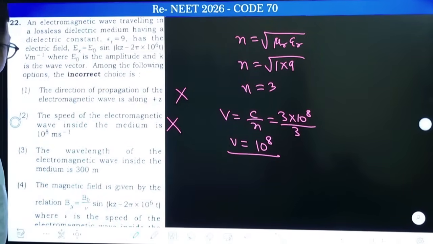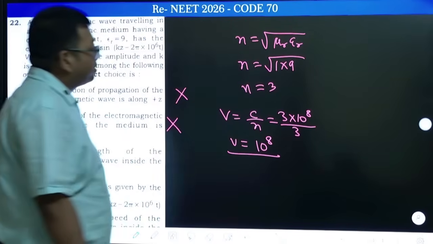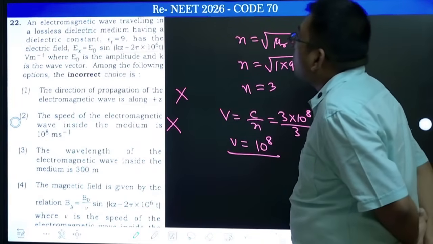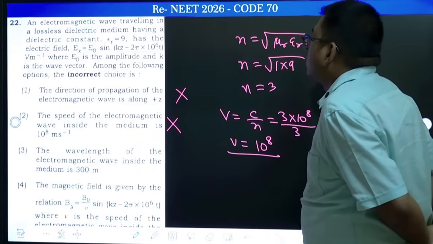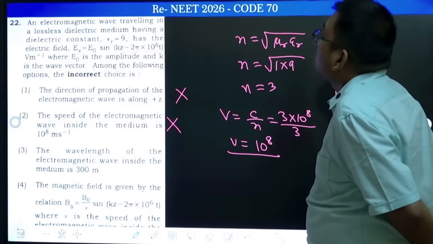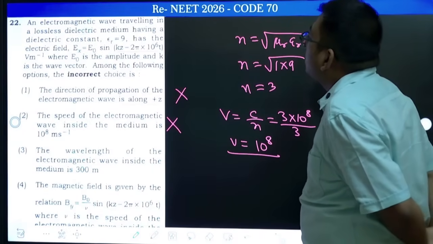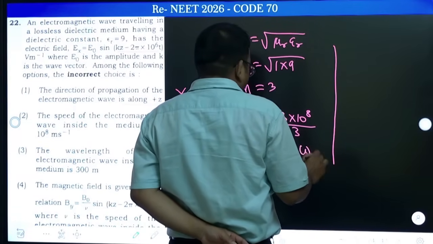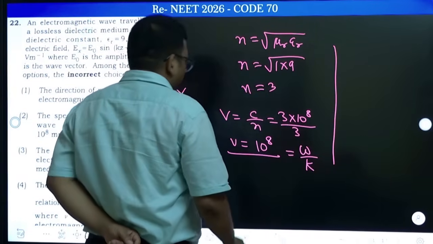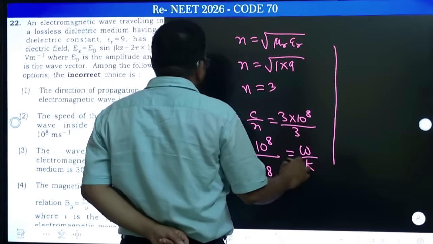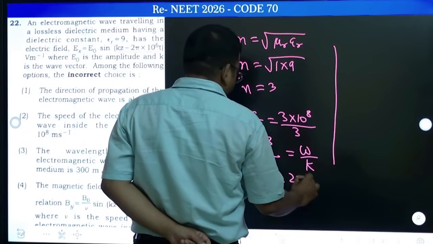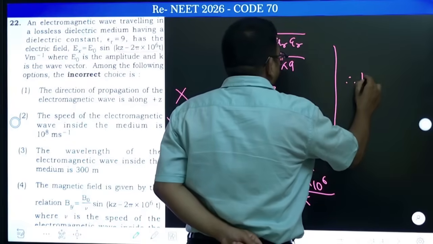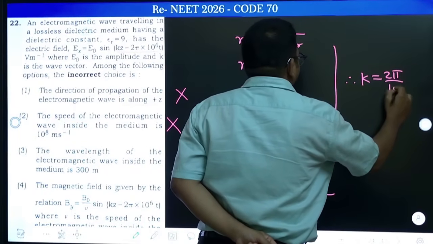Next, the wavelength of the electromagnetic wave inside the medium. Wavelength is how much? 300 meter they are saying. Can you tell anything about wavelength? Because omega we can say. So the speed v is equal to omega by k. Remember, omega by k. So 10 to the power 8 is equal to omega, 2 pi into 10 to the power 6, by k. So from here we are calculating k as 2 pi into 10 to the power 2, right?